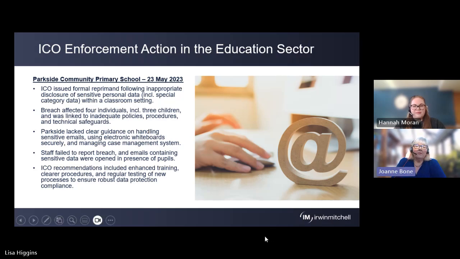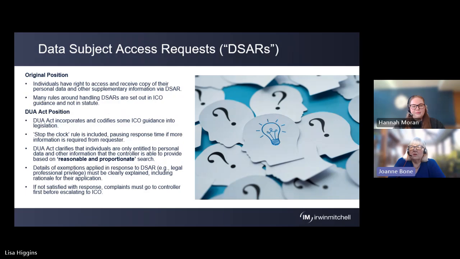So they were three topical cases, and a look at the approach that the ICO takes. We're now going to come on to what we see a lot in schools, and certainly we are seeing this growing and growing, both from a parent point of view and from a staff point of view, and that is DSARs. So I'm going to pass to Hannah, who's going to have a look at what changes have been made in relation to DSARs. Thanks, Joanne.